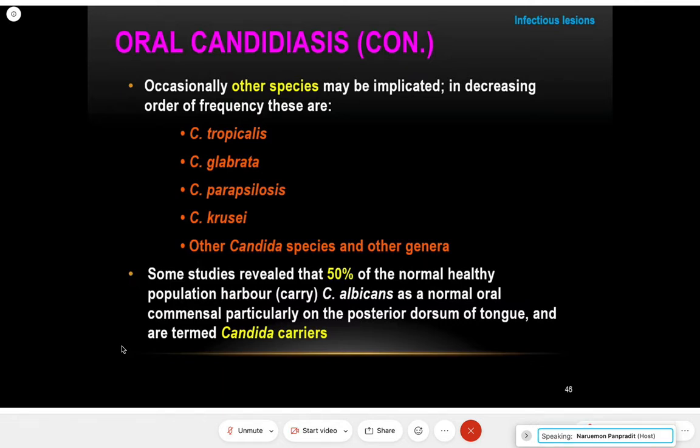And I think when you did the micro lab, did you try to do a Candida swab or culture in the microbiology lab and check for the Candida carrier? Did you pass that lab? Experience that already?